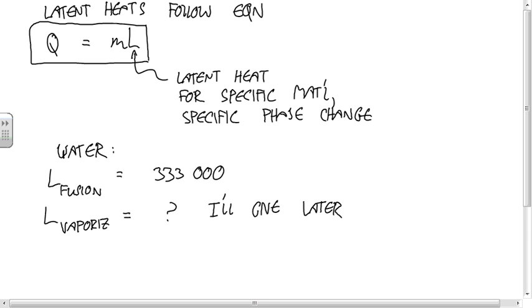Okay, I'll go into some example problems of how to use this equation in calorimetry next time.